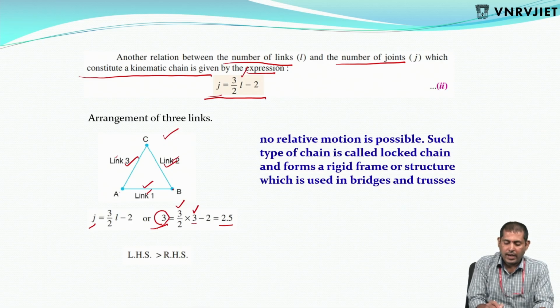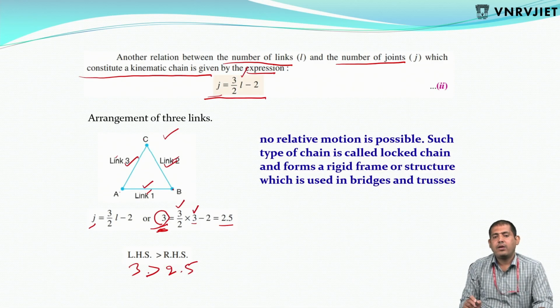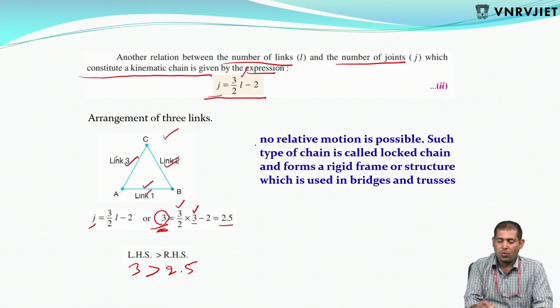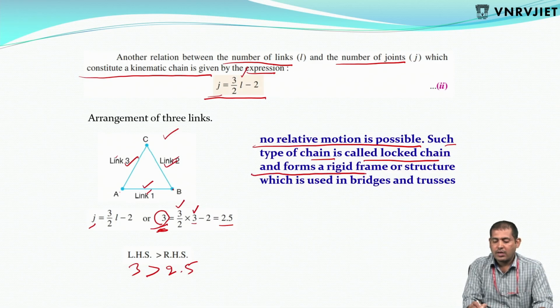So where LHS is greater than or equal to 2.5. So LHS is greater than 2.5. For such type of links, no relative motion is possible. Such type of chain is called a locked chain and forms a rigid frame or structure which is used in bridge trusses.